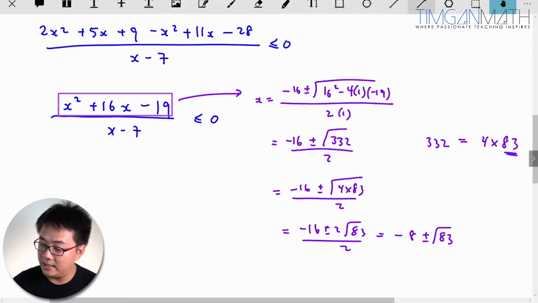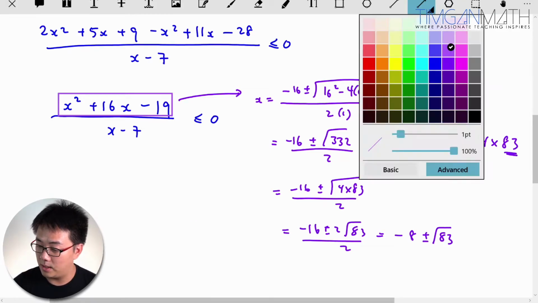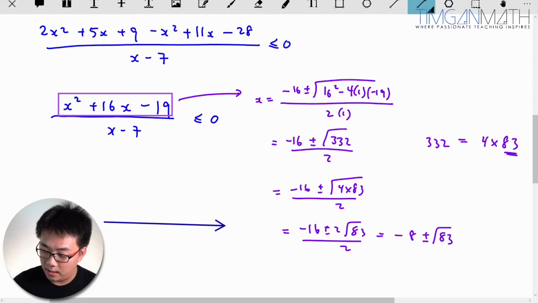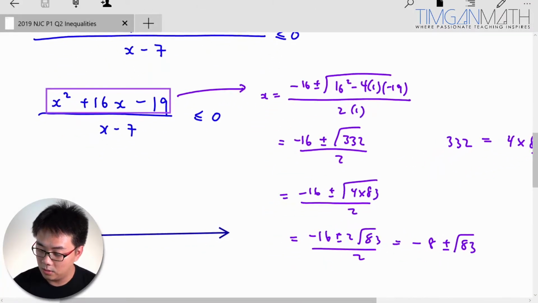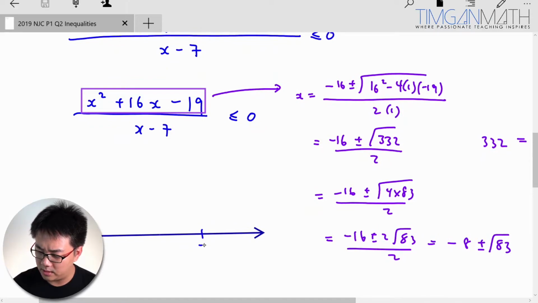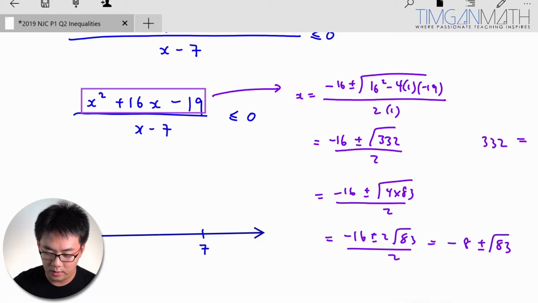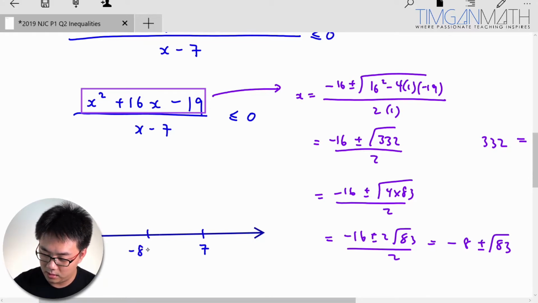Now you can list down your values here on the number line. So I'm just going to leave it on the number line. Okay, so this is okay. So what I'm going to do is actually just label this 7. So this is minus 8 plus root 83, and the other side is minus 8 minus root 83.